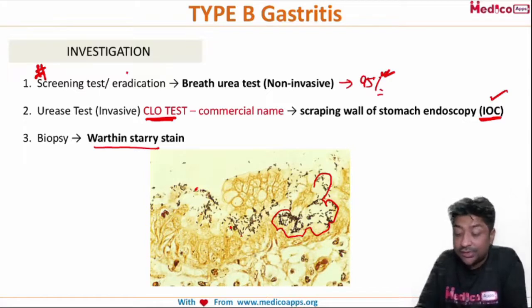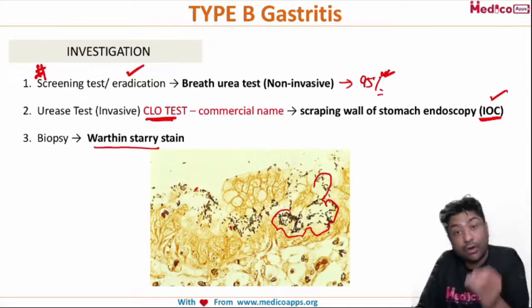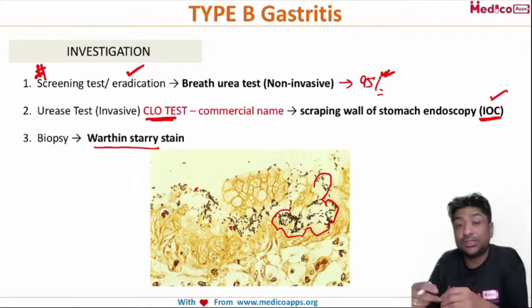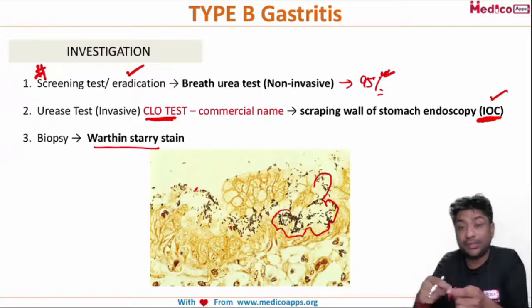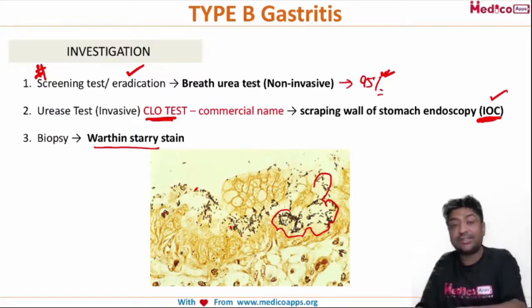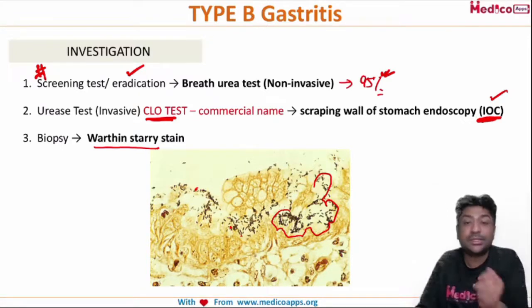Once again, I will tell you, if they ask about the screening test, it will always be the breath urea test because it is non-invasive. If they ask you for the investigation of choice, then you will always say endoscopy along with biopsy, and stain is very rarely done because you can do a urease test on the biopsy.